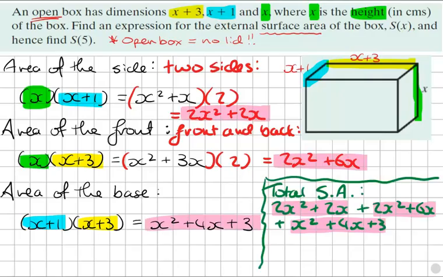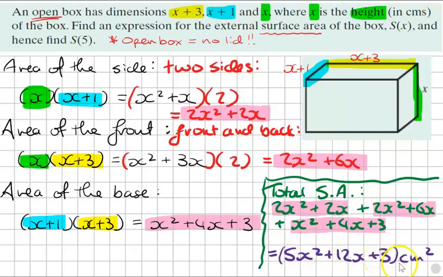So then we add it all up. So we've got 2x squared plus 2x plus 2x squared plus 6x plus x squared plus 4x plus 3. So this will give us the total surface area of the 5 sides, or the 5 faces. And that simplifies to 5x squared plus 12x plus 3.